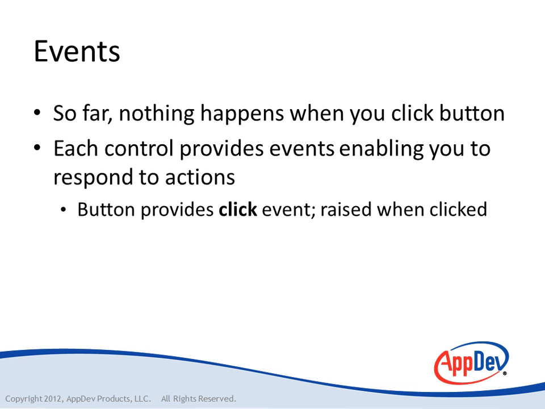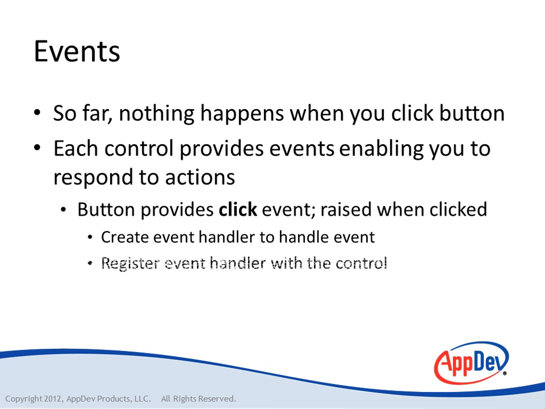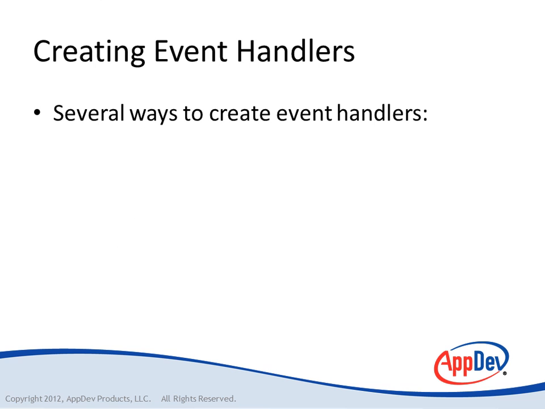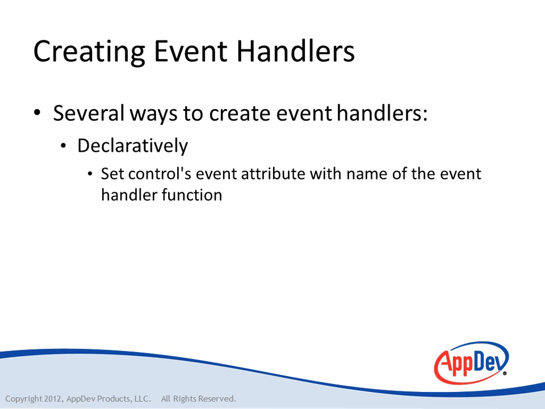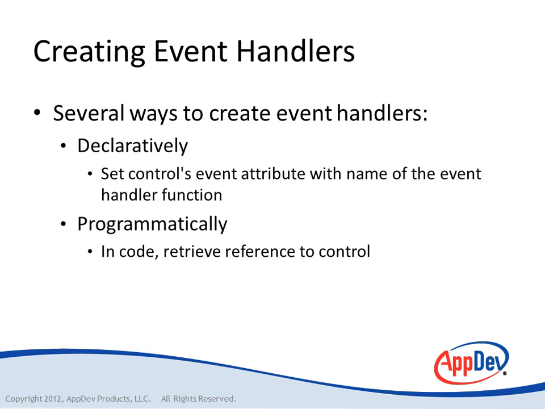A button provides a click event, which is raised when the button is clicked. We can create an event handler to handle that event, and we need to register the event handler with the control so it knows that the code is there. There are several ways to create event handlers, as you'll see. We can create them declaratively. That is, we set the control's event attribute with the name of the event handler function, or we can do it programmatically. In code, we can retrieve a reference to the control and add an event handler reference to that control reference. In our demonstration, we'll try both.